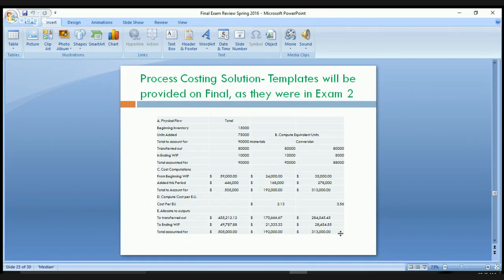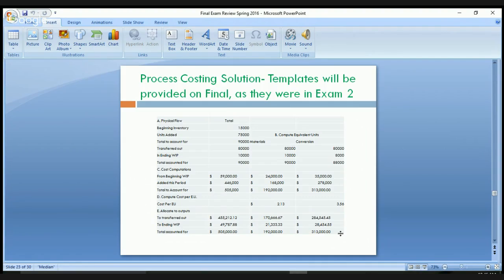Now in ending work in process, it said that it was 80% complete as to the conversion costs. We are assuming, because they did not indicate anything else, that 100% of the direct materials were added when we started these units. So 100% of 10,000 is 10,000. So that's my direct materials units. For ending work in process conversion, it's 8,000, because I took 10,000 times 80% and get 8,000. So my equivalent units for materials is 90,000, and for conversion costs, it's 88,000.